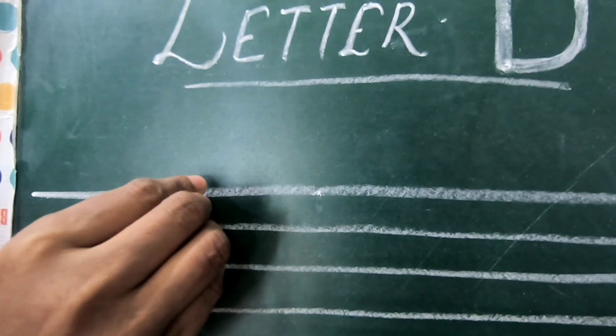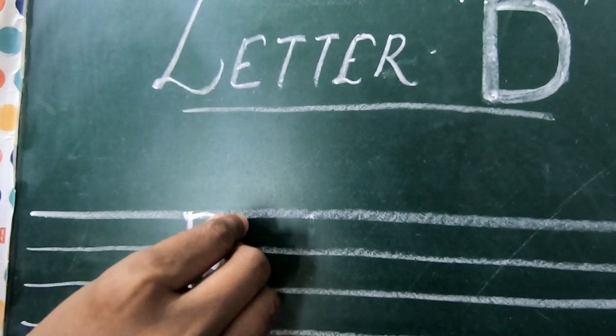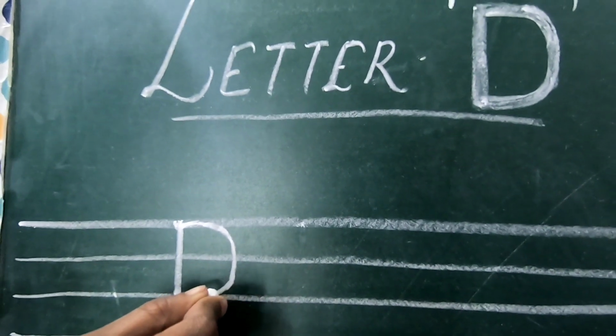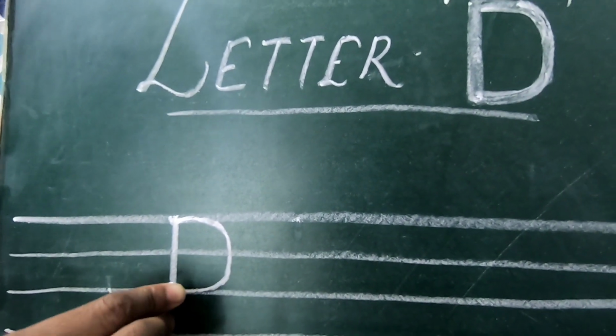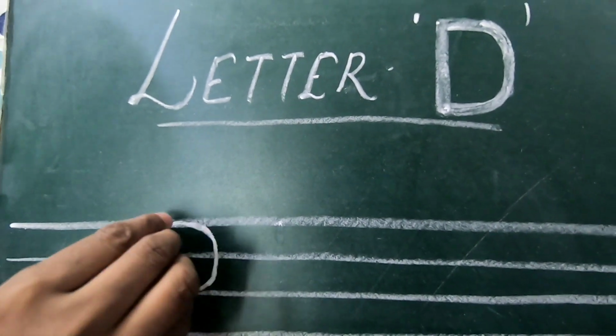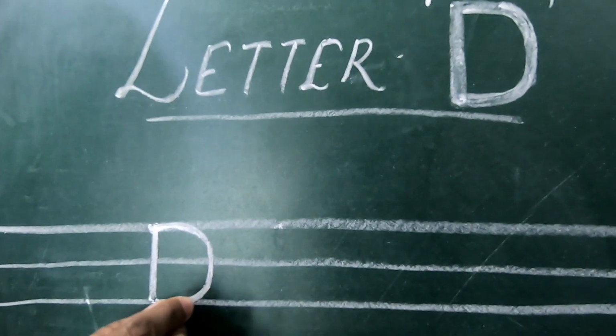Now move towards the right side and make a right curve, then come to the base line and touch the point where we have stopped in the standing line. So this is D, capital letter D.